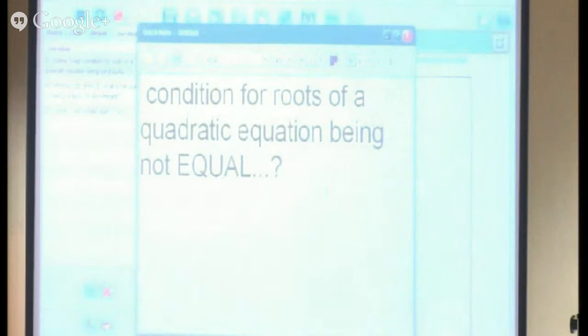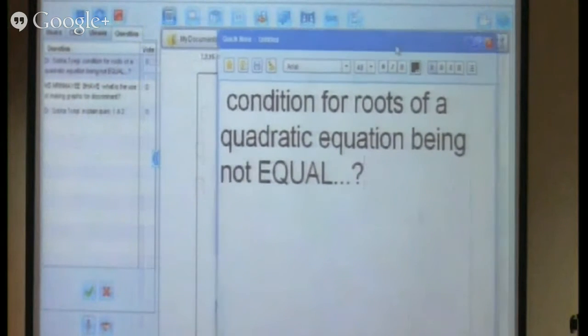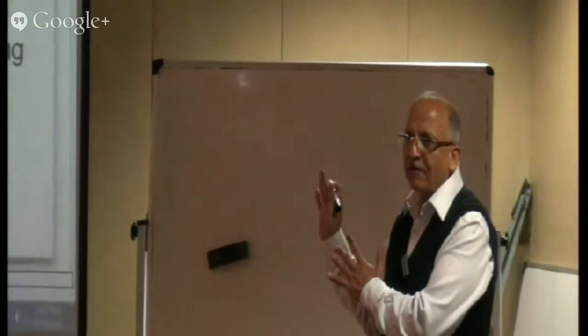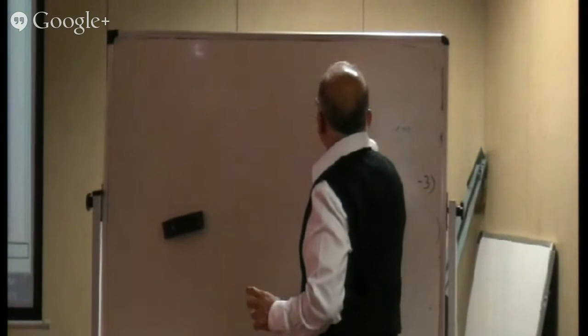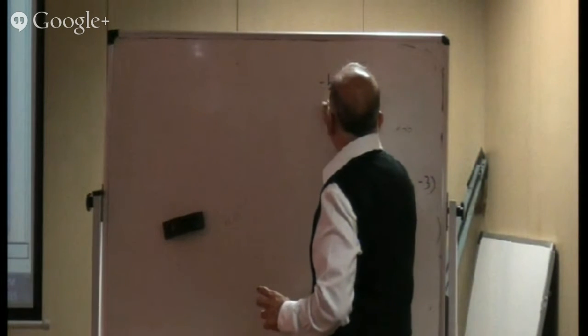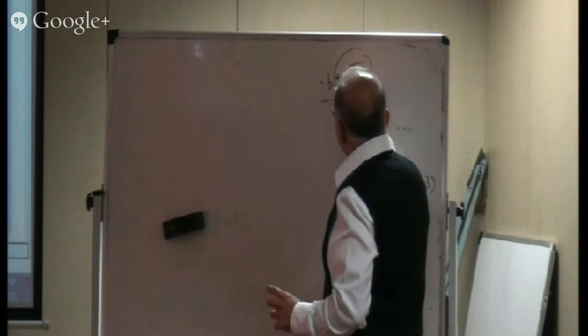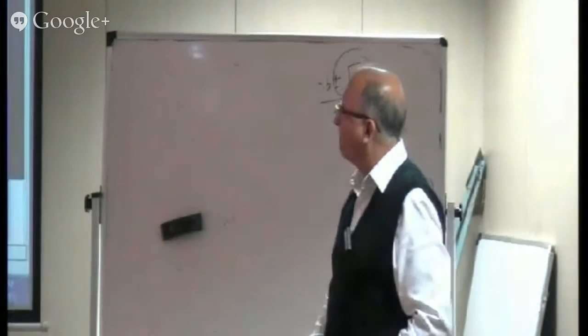Conditions for roots of a quadratic equation not being equal. The roots are equal when D is equal to 0. So the condition is that D is not equal to 0. The discriminant should not be equal to 0, because when D is equal to 0, the root D part goes. Why are the roots coming different? Minus b plus minus square root of D upon 2a. When D becomes 0, this plus and minus has no meaning. You just get minus b upon 2a.